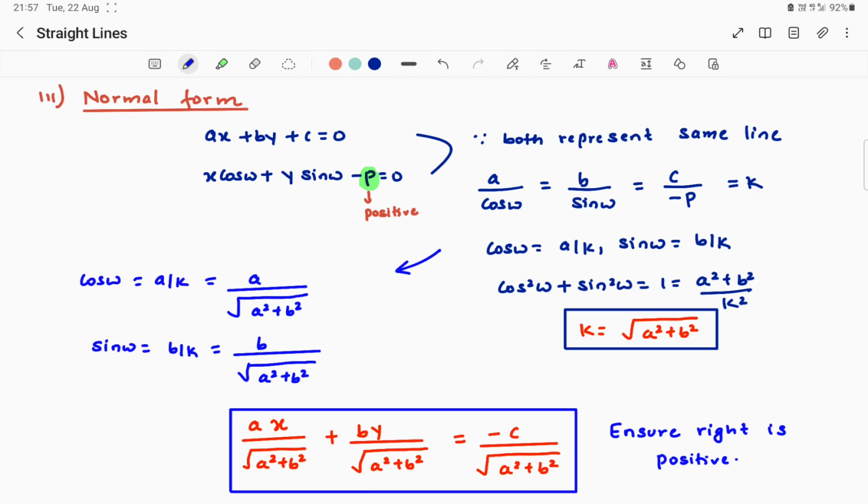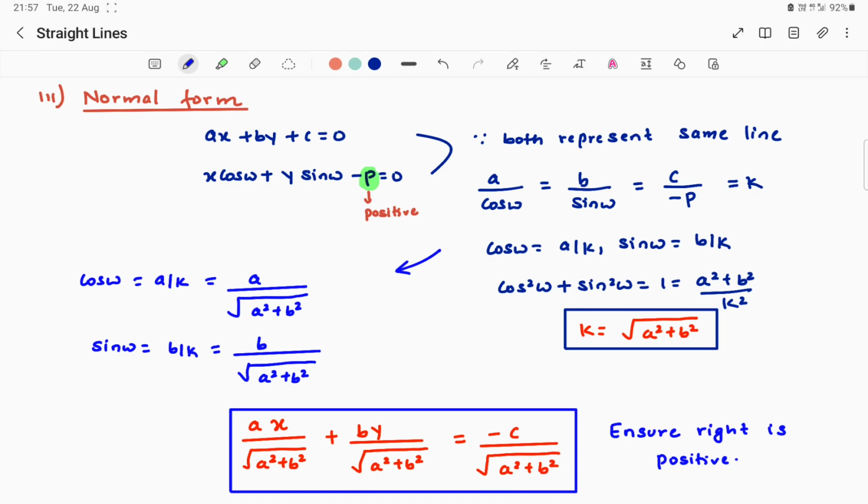Then we also saw the normal form, which was x cos omega plus y sin omega is equal to p, where p is the perpendicular distance and omega is the angle made by the perpendicular, drawn from the origin, with the positive direction of x-axis in anti-clockwise direction. So now what we are going ahead with is how to convert a general equation, ax plus by plus c, into the normal form.